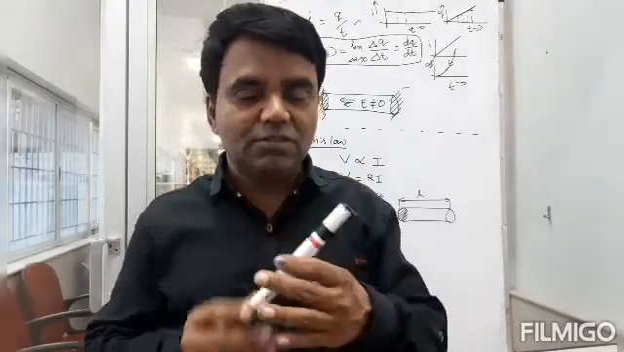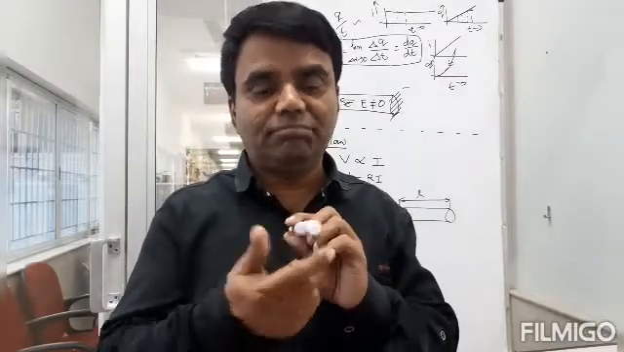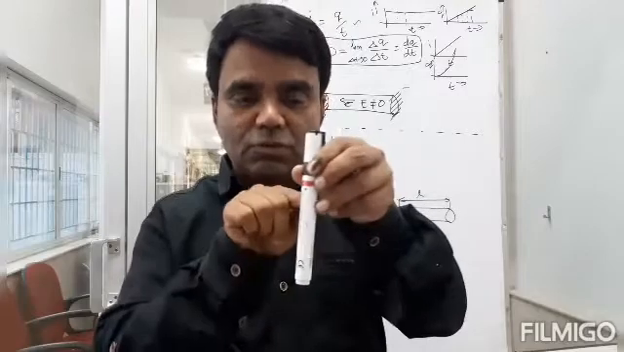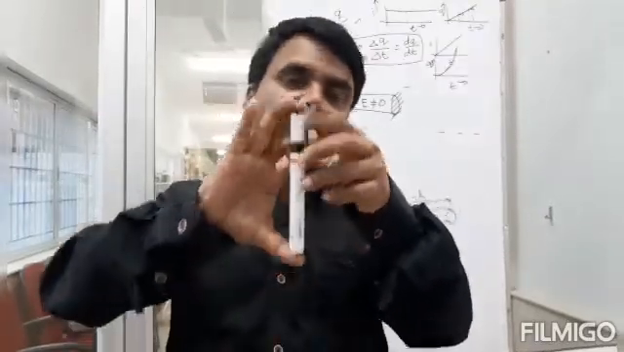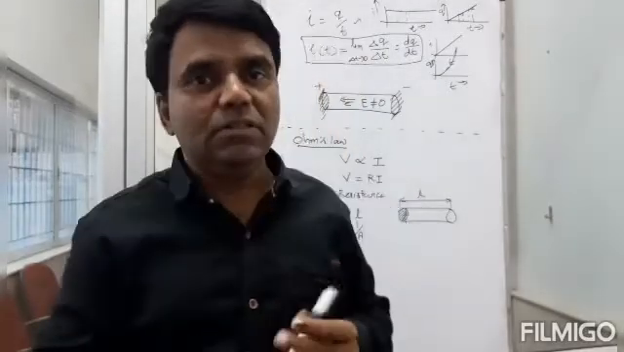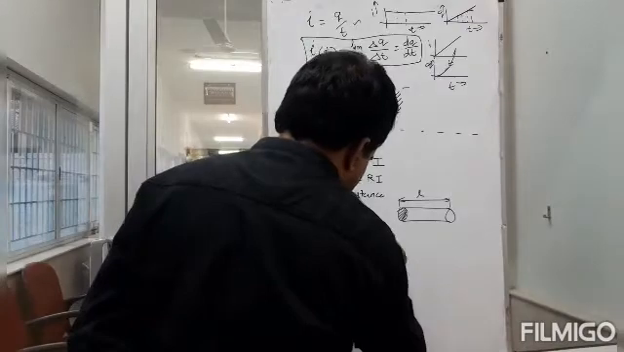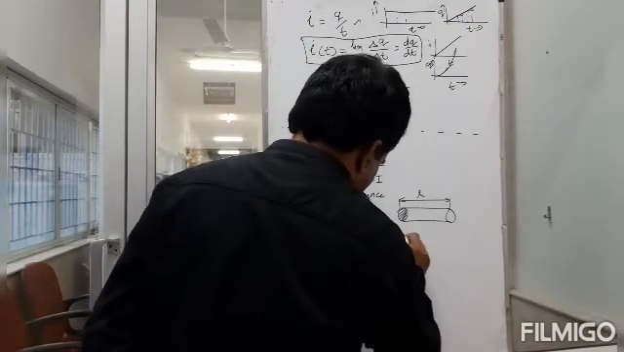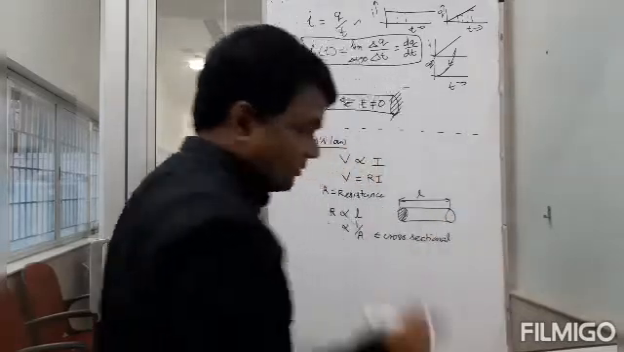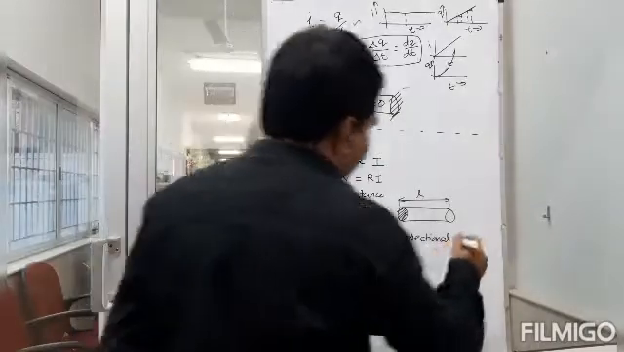But when current flows through this, then this is the cross-sectional area. Current flows through like this, then this rectangular thing will be the cross-sectional area. So this area is the cross-sectional area. You need to remember that. You can't take any area. You have to take only the cross-sectional area.